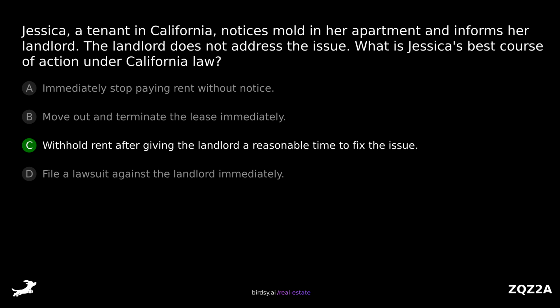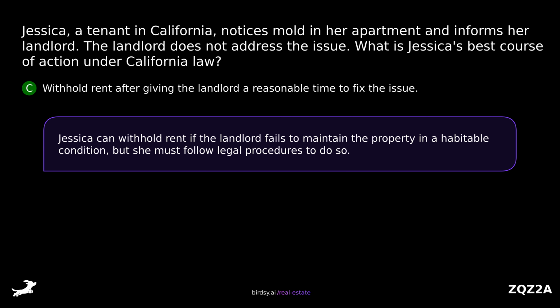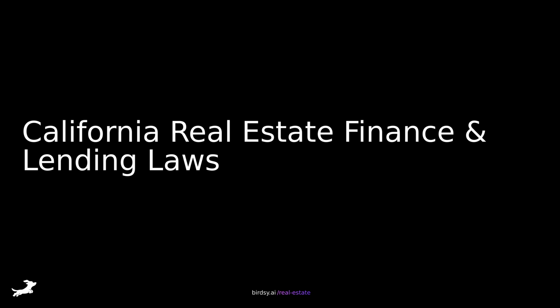The answer is C, withhold rent after giving the landlord a reasonable time to fix the issue. Jessica can withhold rent if the landlord fails to maintain the property in a habitable condition, but she must follow legal procedures to do so. Now let's review California real estate finance and lending laws.